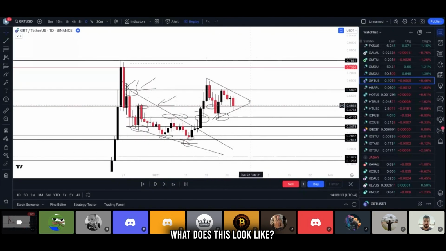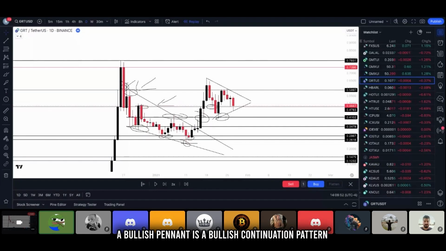What is this? It's not a flag. Looks like a flag, but it's not a flag. A bullish pennant. Exactly, bro. You could call it a symmetrical triangle. Not bad, but it's a pennant. It's not a symmetrical triangle.